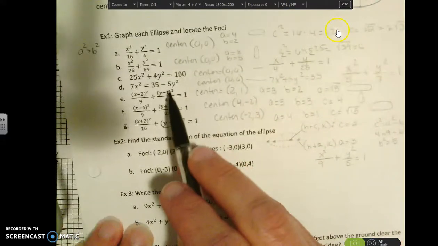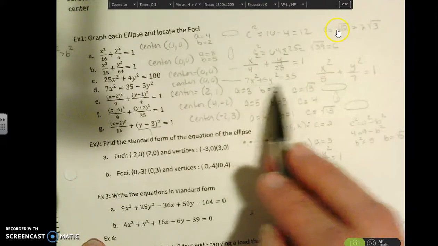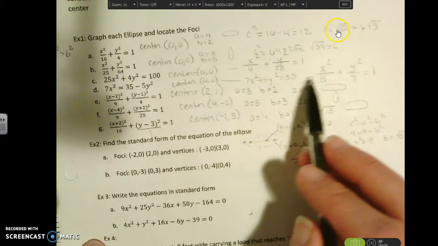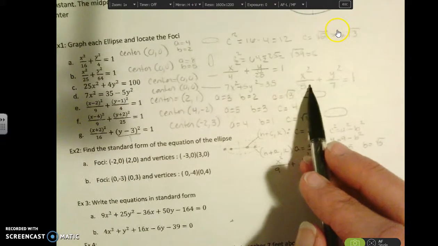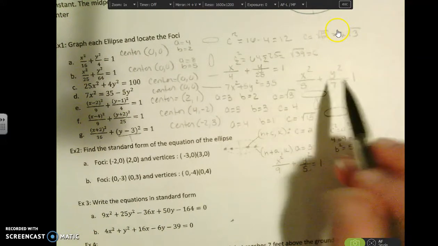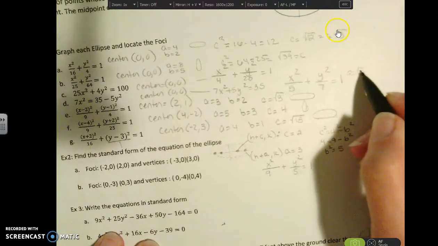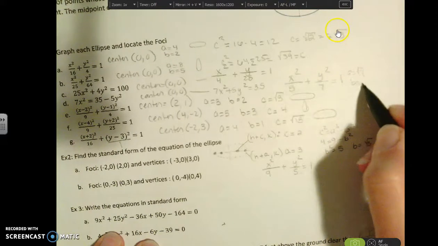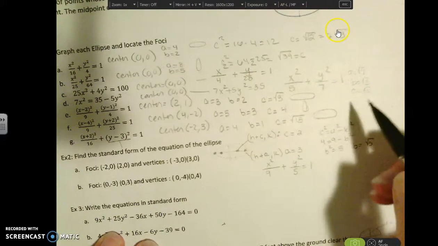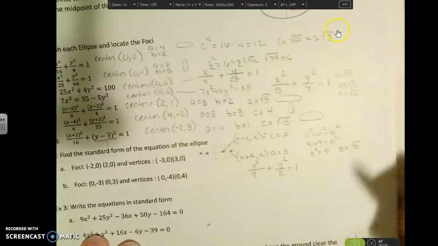Okay. On this problem, I have to rearrange it a little bit, so I have to move my 35 and move the 5y. And then when I divide by 35, I get this as my standard form. So the center is 0, 0. A, this is going to look a little strange. A would equal the square root of 7. B would equal the square root of 5. And C would equal the square root of 2. So they're going to look a little strange. Their numbers are on the graph, but they do look a little bit different than what we have.